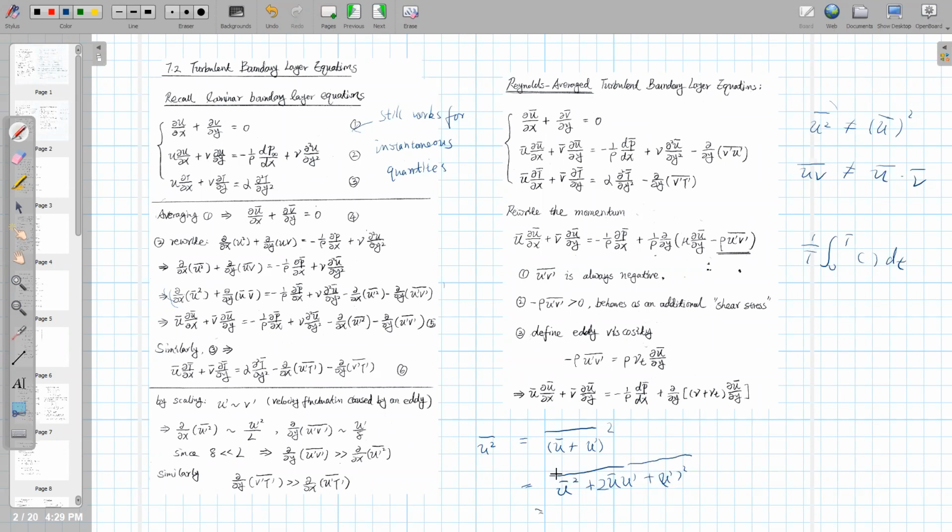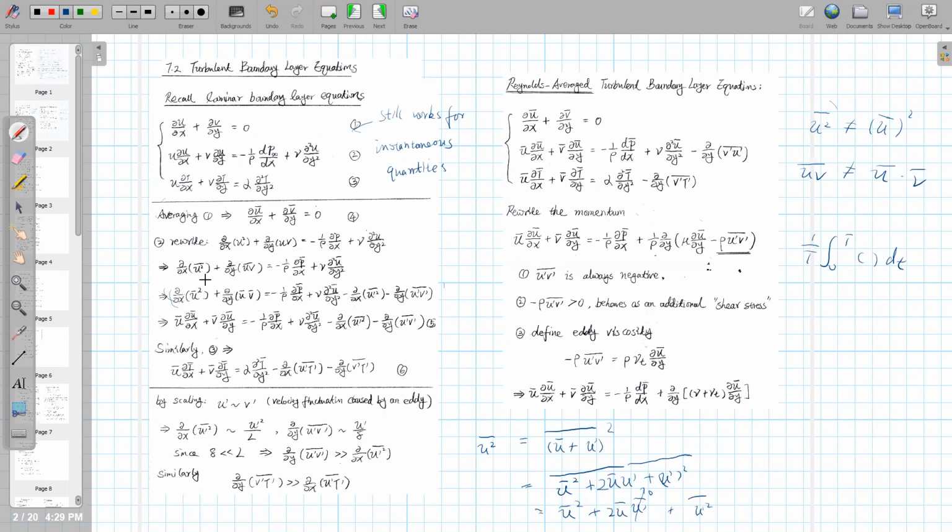And when you do the average on this thing, the same thing, okay? So this is still u bar square. And this will be 2u bar, because this is constant, already the mean value, and then you do a u prime bar. And this will go to 0, okay? So this term is gone, and you have this u prime square, okay?